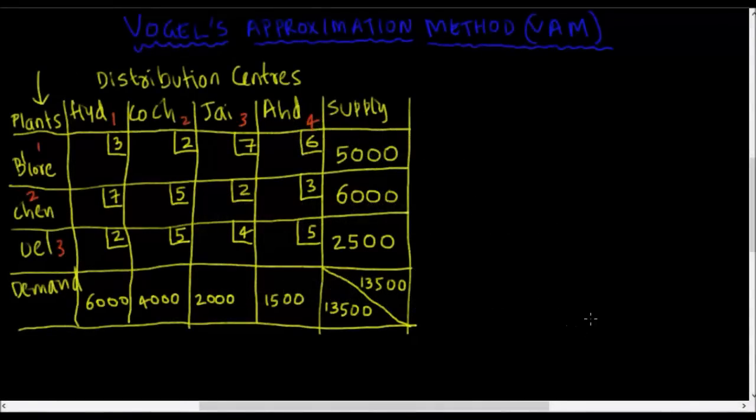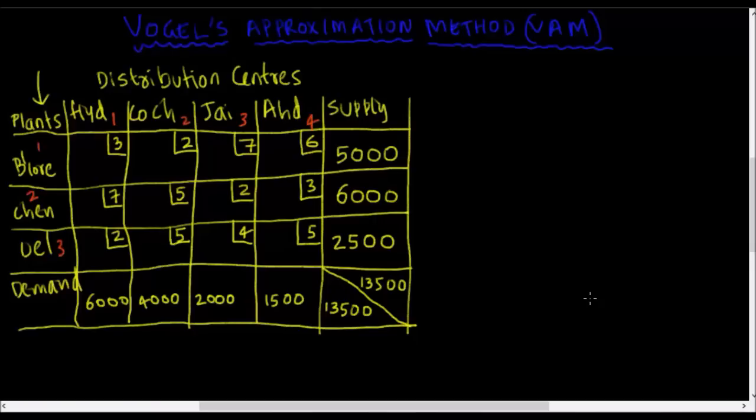Hi, today we will learn Vogel's approximation method. It's another initial feasible basic solution finding method, just like northwest corner rule and least cost methods which we earlier saw. Vogel's approximation method is very logical, more logical than northwest corner rule and least cost method, since it uses penalties. It calculates penalties and then decides which route to be allotted, how many units.